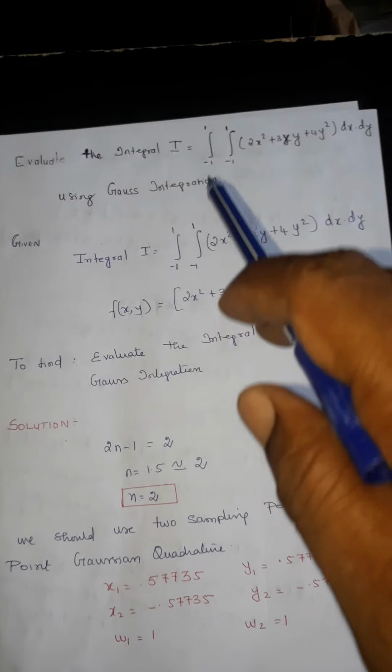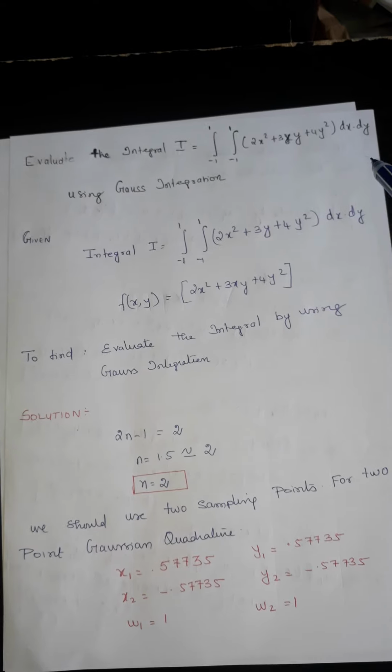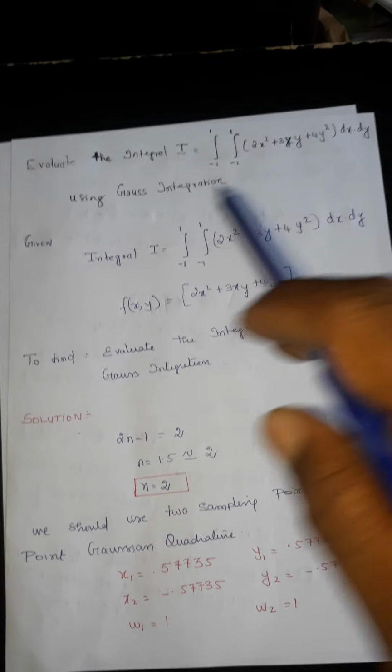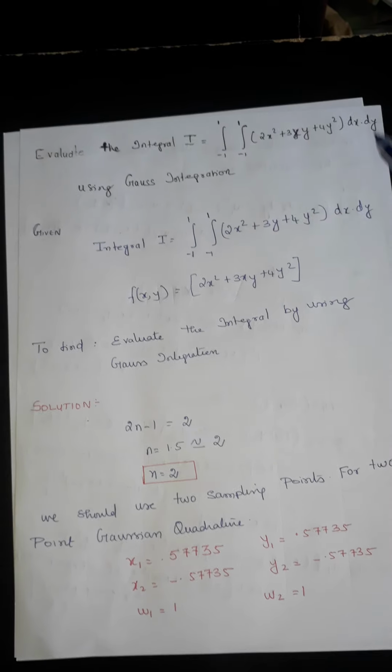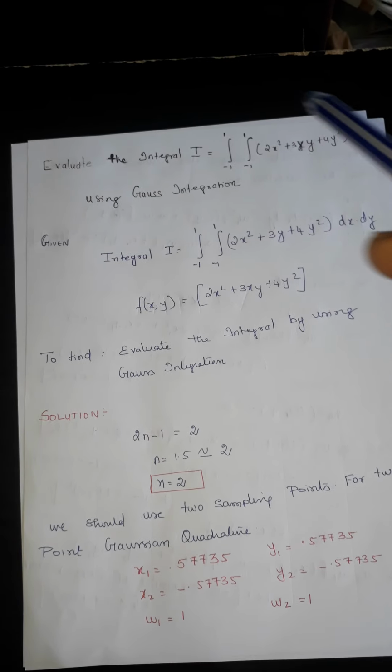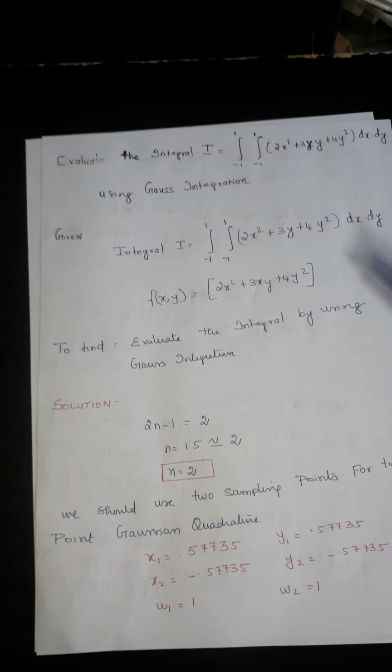Now we will use it for double integration. This is the integral we have to evaluate. By ordinary integration it is very easy, and later on we will verify that. Now what we have to do is apply Gaussian integration and find the value.